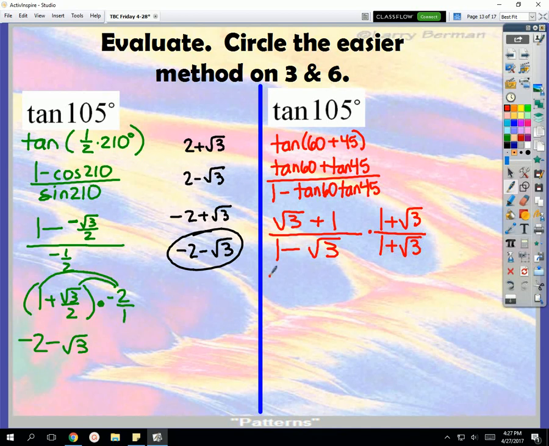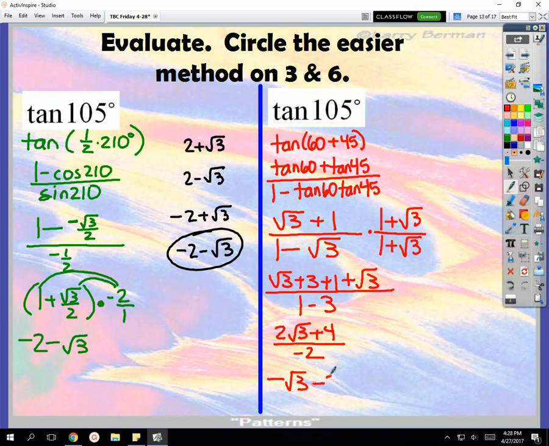So first, outer, inner, last. This is not bad because everything's turning out positive, a squared minus b squared. So my numbers are pretty simple, and it's still going to wind up taking me longer in the long run. So 2 square root 3 plus 4 over negative 2. So 2 divided by negative 2 is negative 1 square root 3. 4 divided by negative 2 is minus 2.